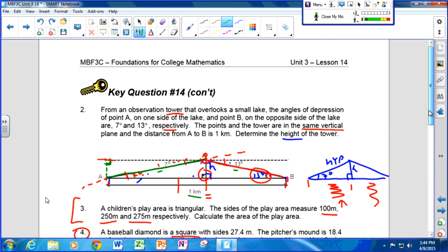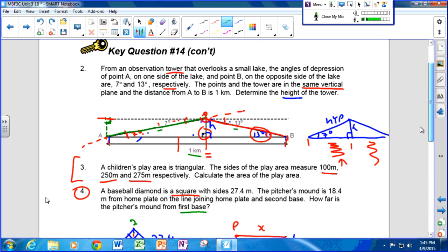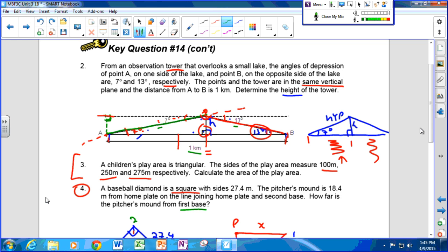This is key question 14, page 36. So this was an example of one where we were told that, well, I'll just read it and we'll talk about it. From an observation tower that overlooks a small lake, the angles of depression of point A on one side of the lake and point B on the opposite side of the lake are 7 degrees and 13 degrees respectively. The points and the tower are in the same vertical plane. And the distance from A to B is 1 kilometer. Determine the height of the tower.